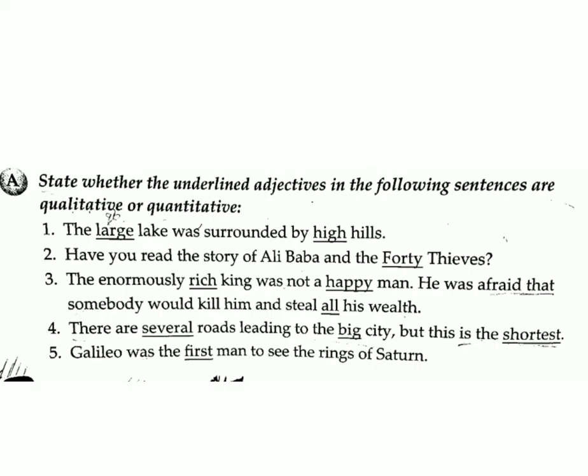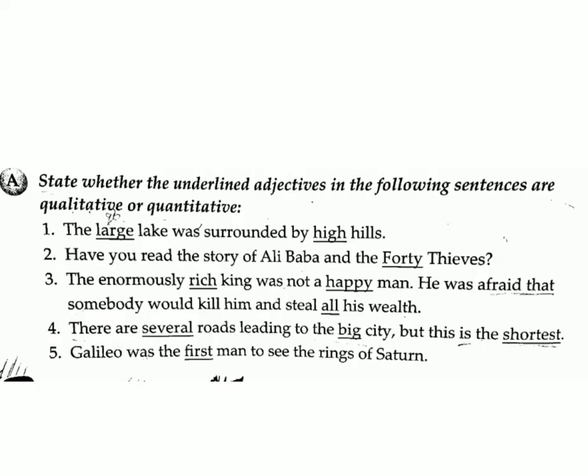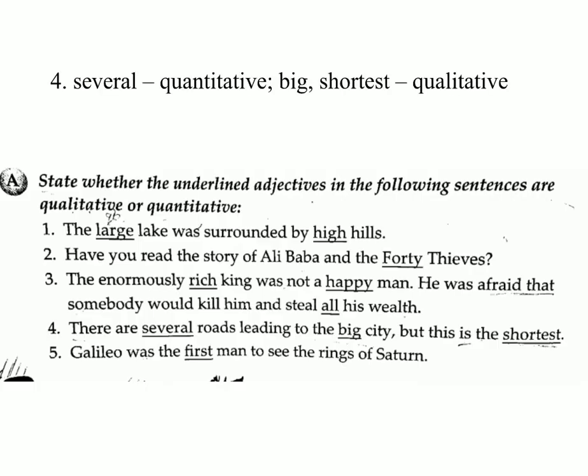A. State whether the underlined adjectives in the following sentences are qualitative or quantitative. 1. The large lake was surrounded by high hills. Answer: large, high, qualitative. 2. Have you read the story of Ali Baba and the 40 thieves? Answer: 40, quantitative. 3. The enormously rich king was not a happy man. He was afraid that somebody would kill him and steal all his wealth. Answer: rich, happy, qualitative, all, quantitative. 4. There are several roads leading to the big city, but this is the shortest. Answer: several, quantitative, big, shortest, qualitative.